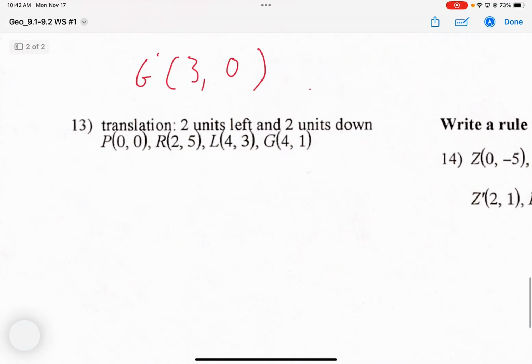And then 13 is pretty much the same. I don't really feel like going through 13, but if I do it in my head, 2 units left and 2 units down would be negative 2 for P prime. R prime would be 0, 3. L prime would be 2, 1. And then G prime would be 2, negative 1. That's what you should have for those. Okay? All right, questions there?